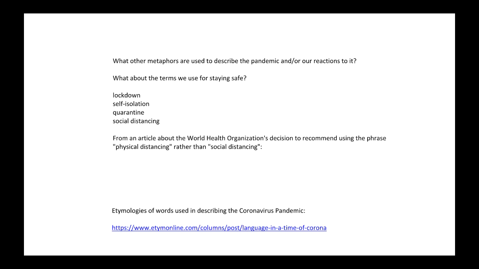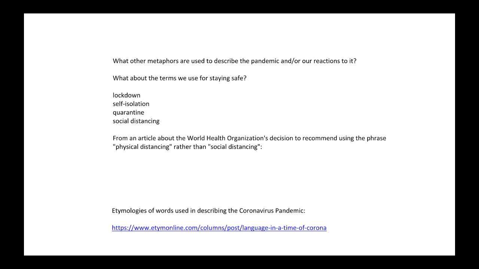There are other metaphors used to describe the pandemic. What are they? I think that I've seen a lot of stemming the tide. So stemming the tide is putting something in front of a tide coming in to make it go around in two streams. It won't hit quite as hard.